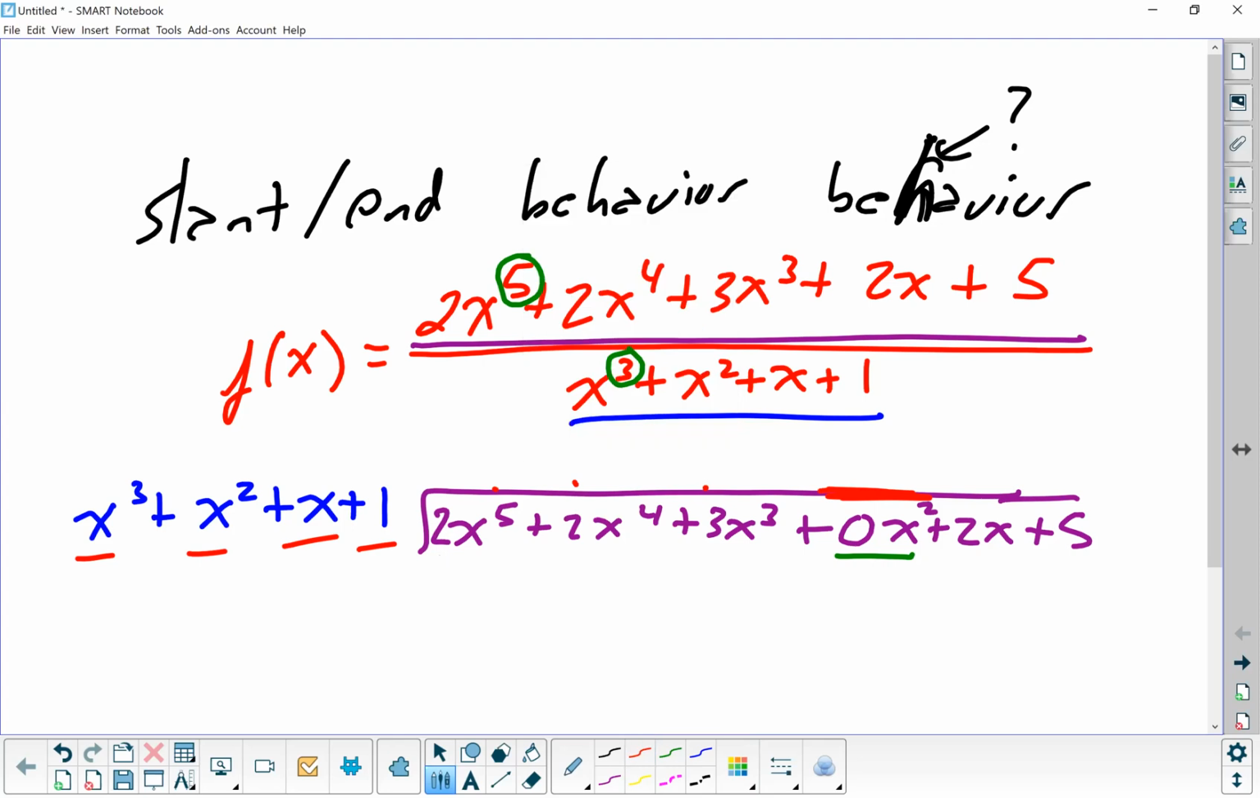So what am I going to multiply that x to the third by to make that the same as 2x to the fifth? What do you think? I would say definitely a 2. What does my x value have to be? What do I have to multiply x to the third by to get it to x to the fifth?